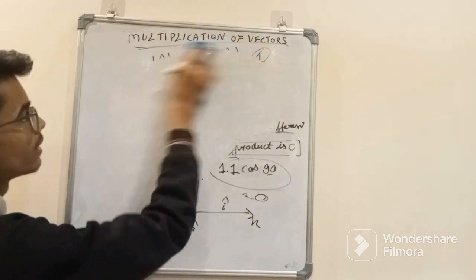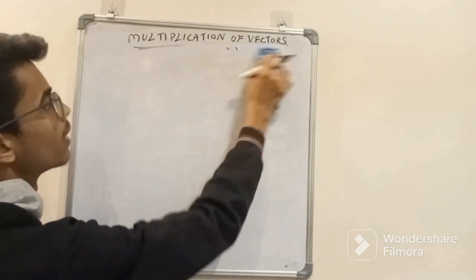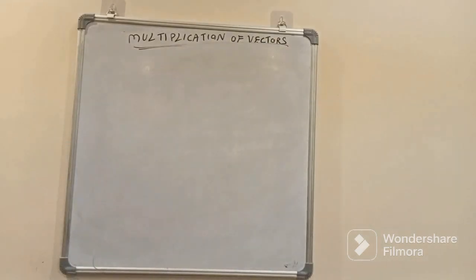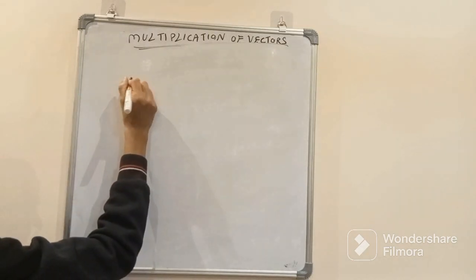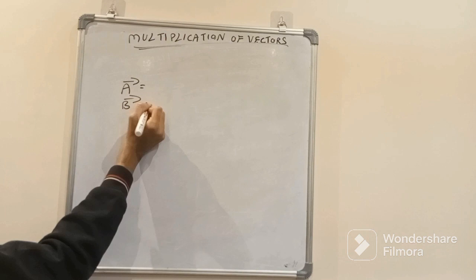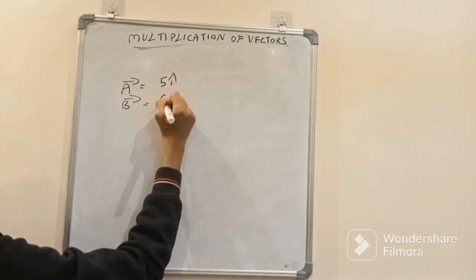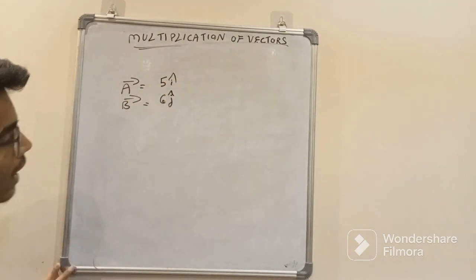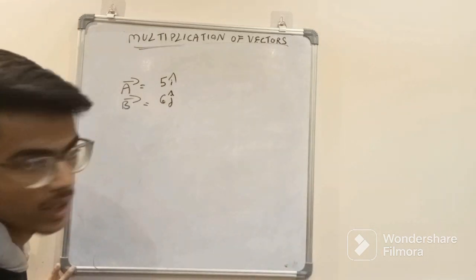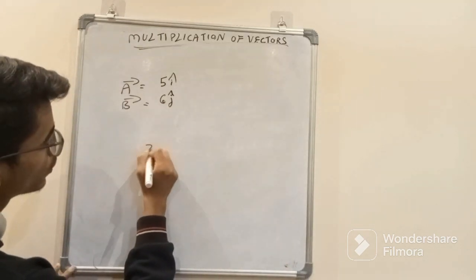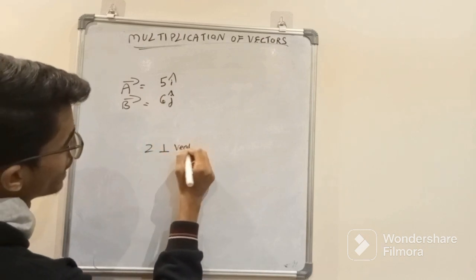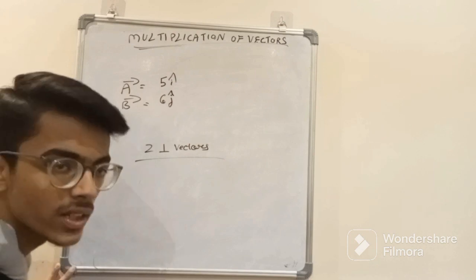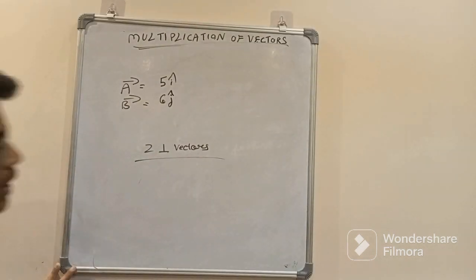हम एक क्वेश्चन लेते हैं so that it becomes more clear. Let's say A vector and B vector, 5i cap and 6j cap. और जो हमने कुछ समय पहले डिस्कस किया, if theta is an angle between two different unit vectors, so we can also write two perpendicular vectors, because vectors different तभी होंगे जब वो perpendicular होंगे. वो कैसे?